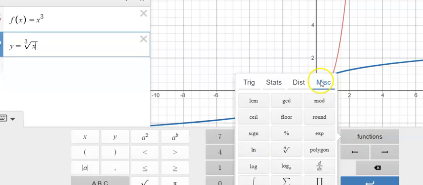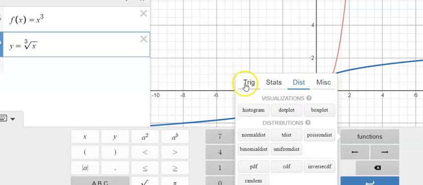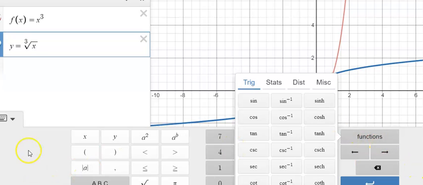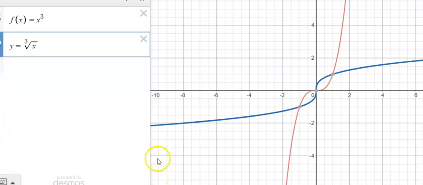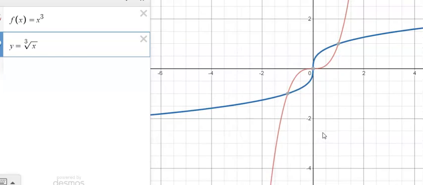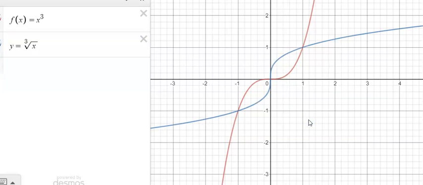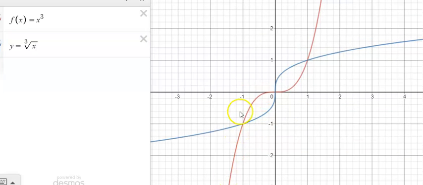look for your functions under miscellaneous. I think that is where I found it. Yeah, miscellaneous. So there you go. Got all kinds of stuff in here. All right, I'm going to close my keyboard. So now let's zoom in and look at this thing. It's very interesting. So the red graph is the original function, and the inverse is going this way. And let me show you another thing.